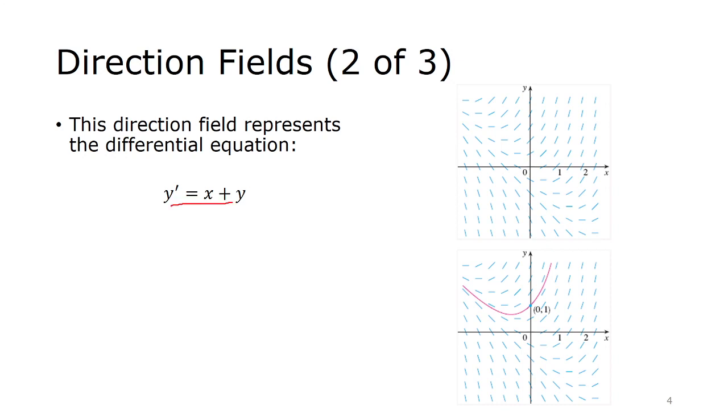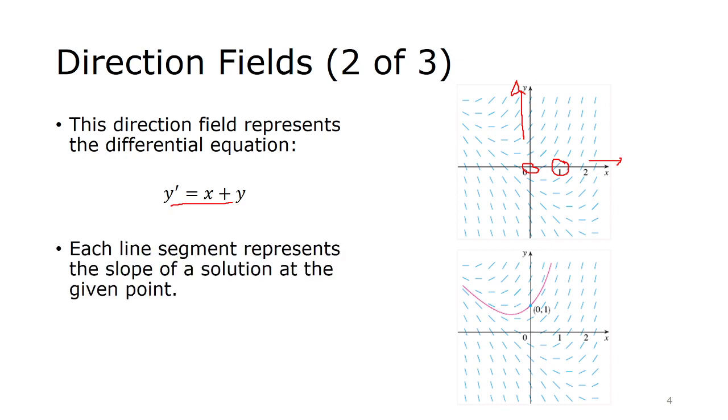At the point 0, 0, the slope is 0. At the point 1, 0, the slope should be 1 plus 0, which is equal to 1. And those trends should continue. As x gets larger, the slope increases. As y gets larger, the slope increases as well, both on a linear scale. So you can hopefully start to look at those series of line segments that represent slopes, and you'll see how that works. So again, each line segment represents the slope of whatever your solution function is for that differential equation at that given point.